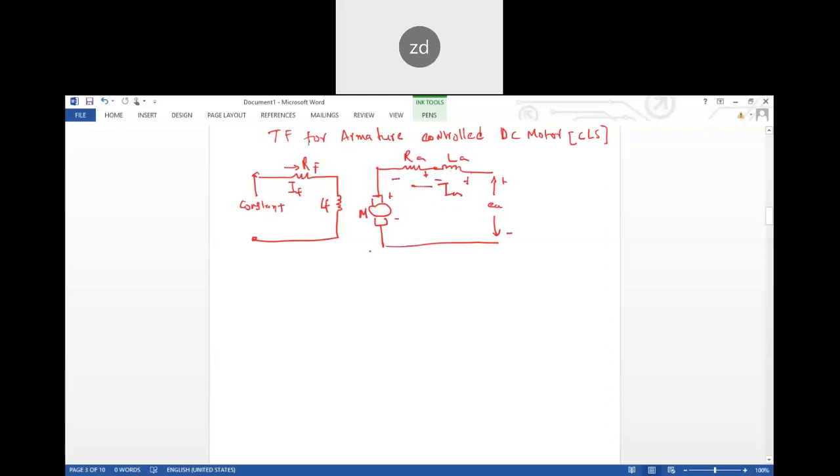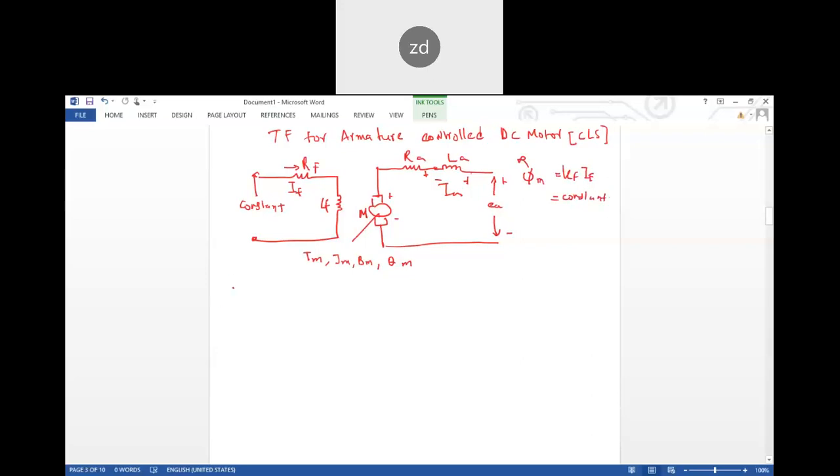So now you have to write wherein the terms here are the mechanical torque, then the inertia, then the friction coefficient and the angle theta m. When we are solving this, remember that the flux generated here would be constant. So Kf and If will remain constant, the field circuit is constant, okay.